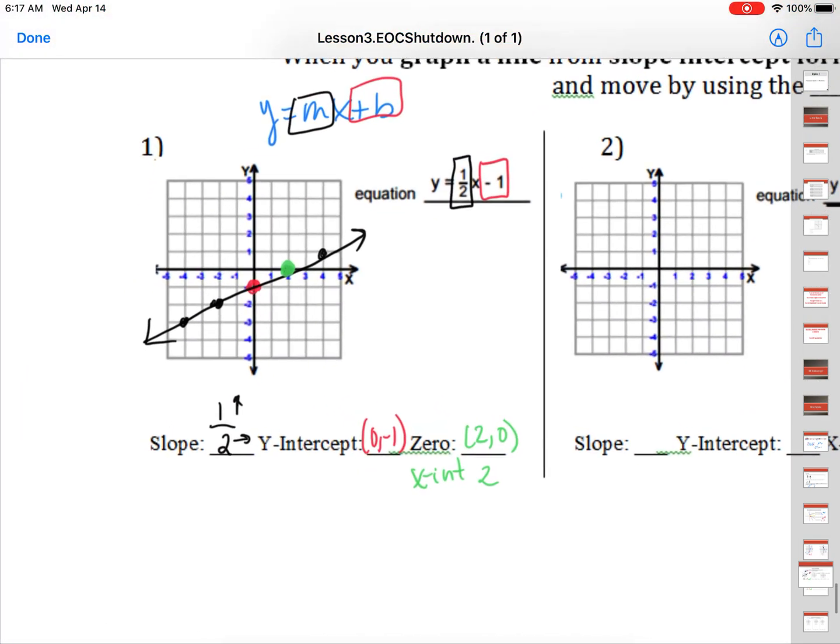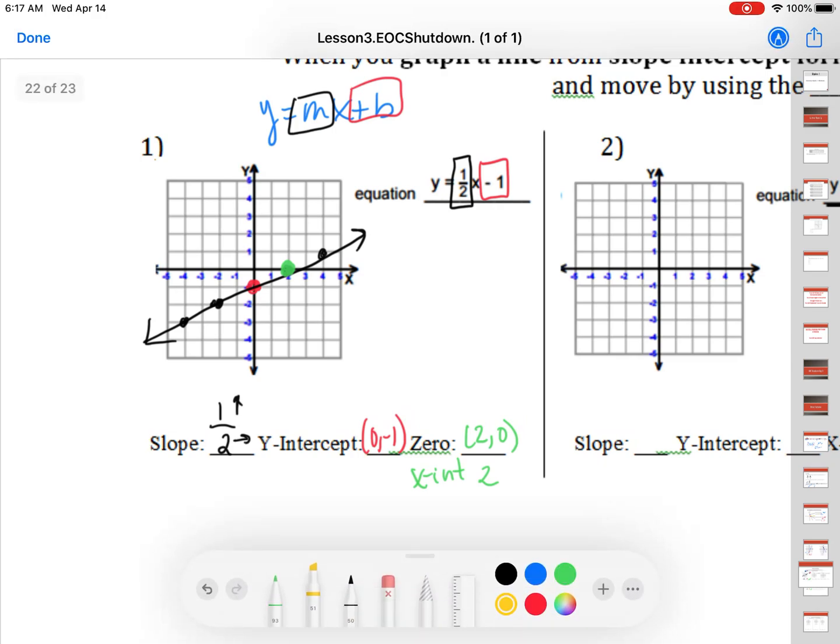By the way, if you struggle with graphing, as long as it's in y equals form, you could also just plug that into Desmos and graph it on there. Super easy.